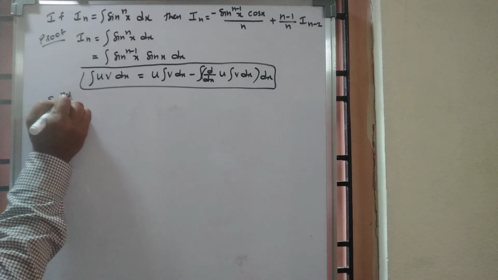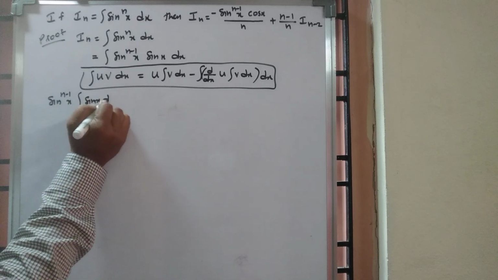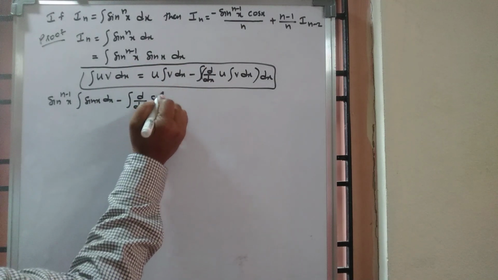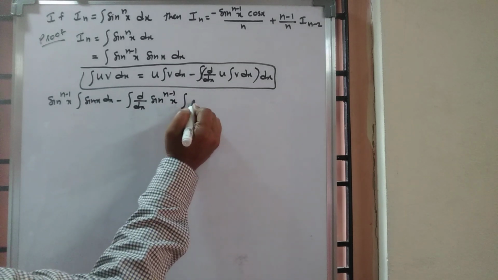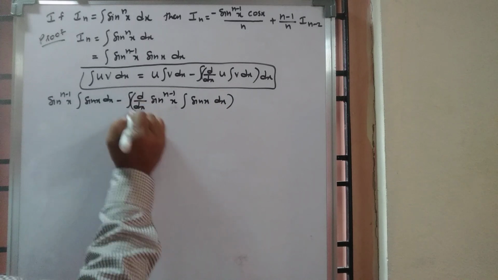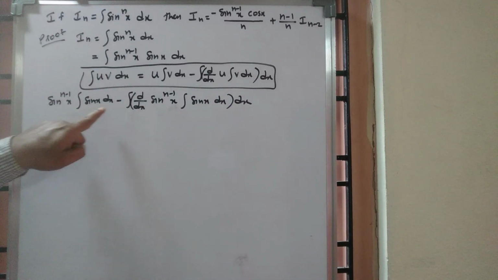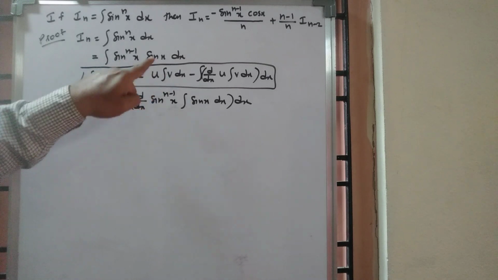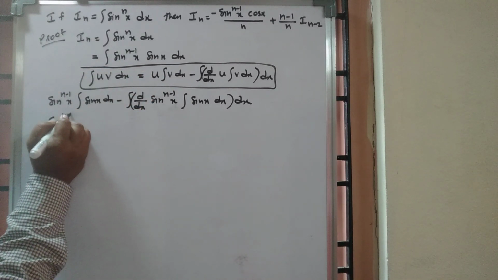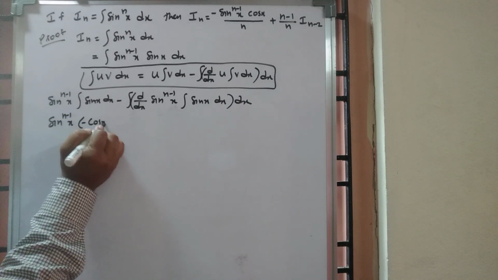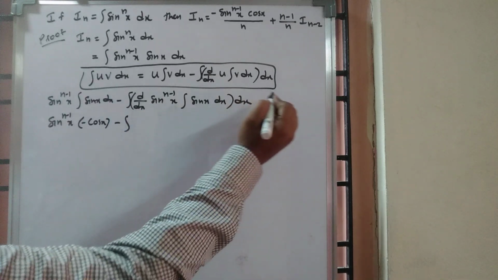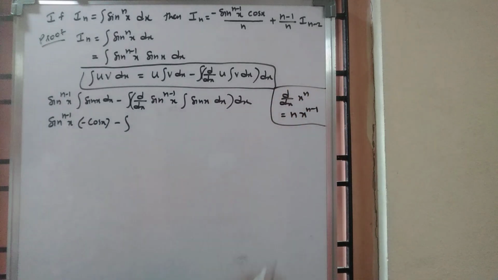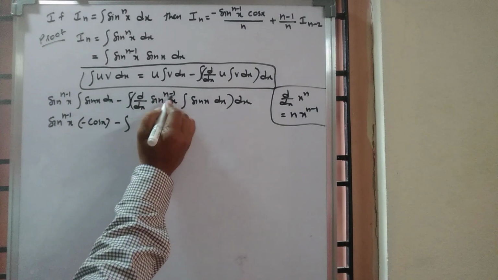Applying this gives sin power n minus 1 x integral sin x dx minus integral d by dx of u, integral v dx, whole dx. Integral sin x is equal to minus cos x. For d by dx of u, it is of the form x power n, where d by dx of x power n is equal to n into x power n minus 1, where n is equal to n minus 1.